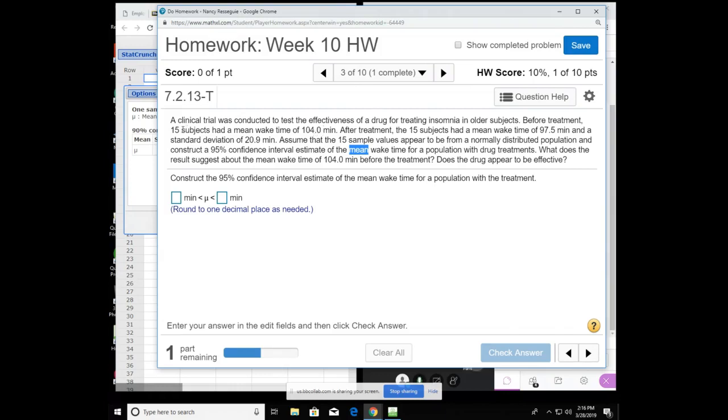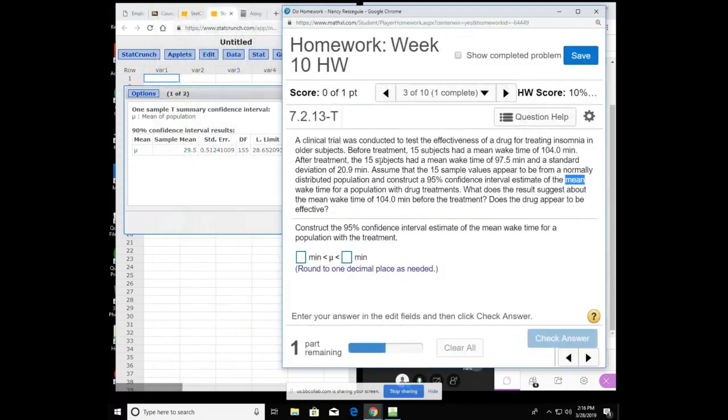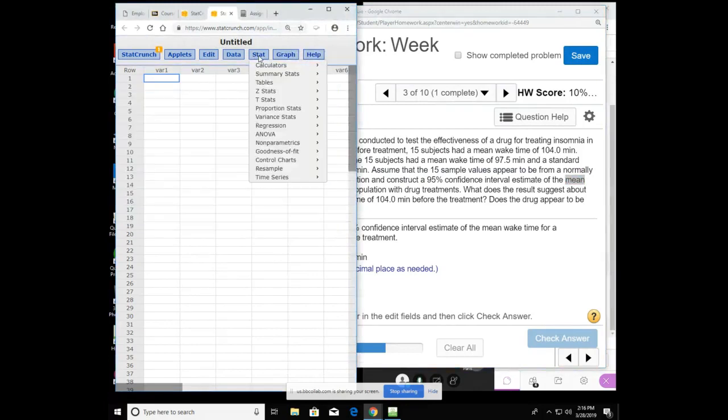We had 15 subjects, and this one is also kind of confusing because it gives you all this information, but what they want is the confidence interval for the population with the treatment. So that means where they're giving you the information after the treatment. So where it says after treatment, then use those numbers after that to put into your StatCrunch. It's 15 subjects, that means my N would be 15.